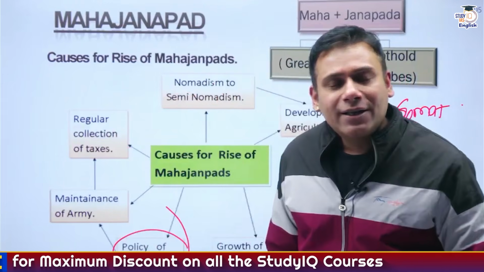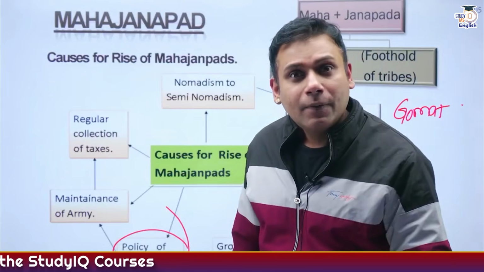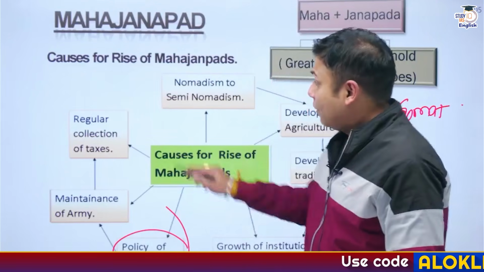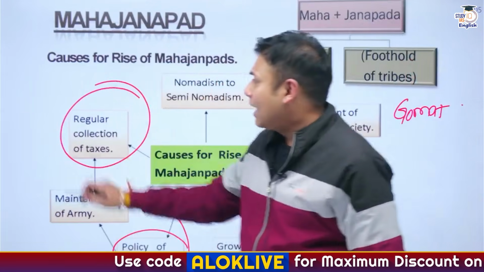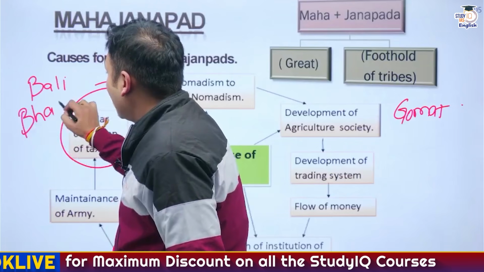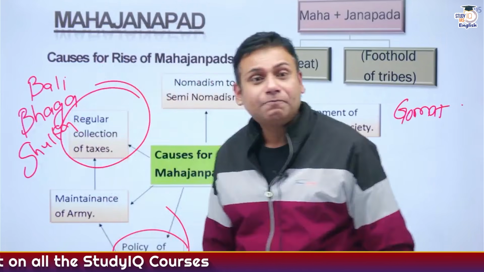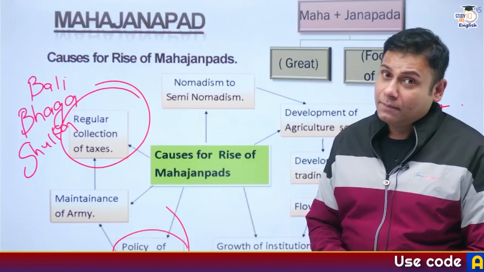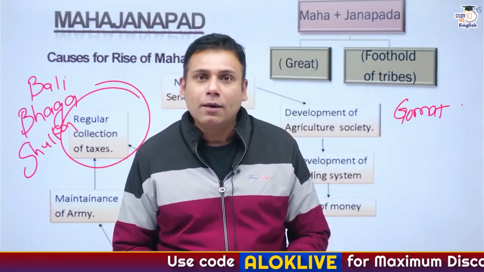Now, to protect his territories and maintain such a huge army, he required money. So now he started taxing the people. There was regular collection of taxes from the people. There were different kinds of taxes at that time, such as Bali, Bhaga, Shulk, that were being collected from the people. Why? Because the king was following the policy of imperialism and had to maintain a regular standing army.